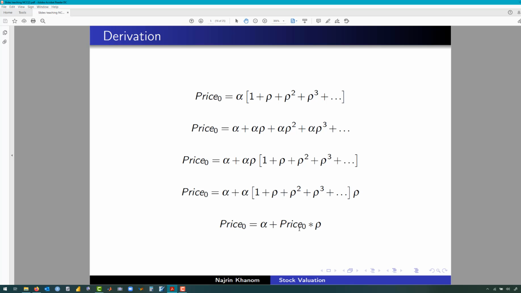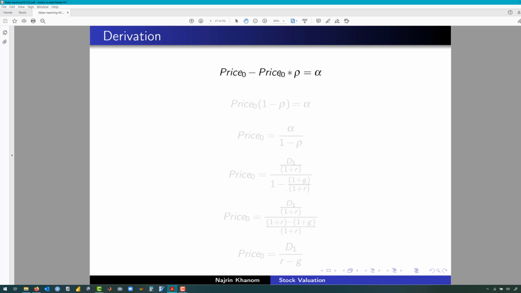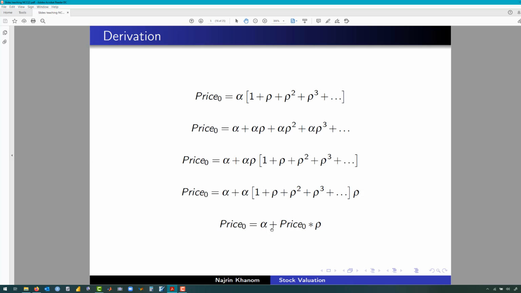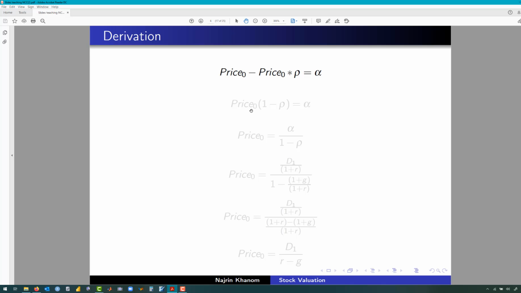So now let's just do some algebra to find out what is the price of the stock in terms of alpha and rho. Bringing price at time period 0 times rho to the other side of the equation just leaves us with alpha. Factoring out price at time period 0 leaves us with 1 minus rho equal to alpha. Now we can bring the 1 minus rho to the other side. So price at time period 0 becomes alpha divided by 1 minus rho. And now let's plug in the values for alpha and rho.